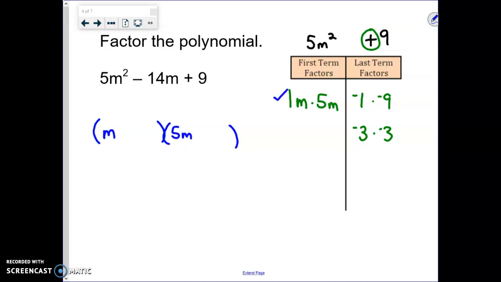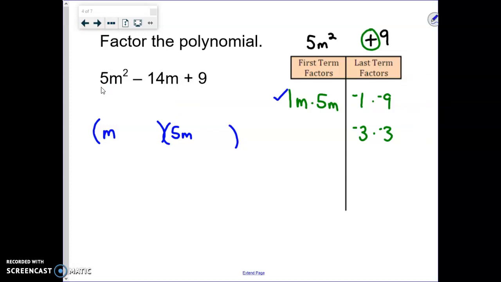Now I've got to figure out, well, if you take a look at what we did before, you would say which one of the last term factors adds up to negative 14, that middle term. None of them do. But remember, we have this 5 here, that when we do our outer and inner, our FOIL method is going to affect that middle term. So you're not going to get either of these to add up to your middle term when you have a number other than 1 out in front of m squared. So how do you do this? I hate to say it, people, you just got to guess and check.